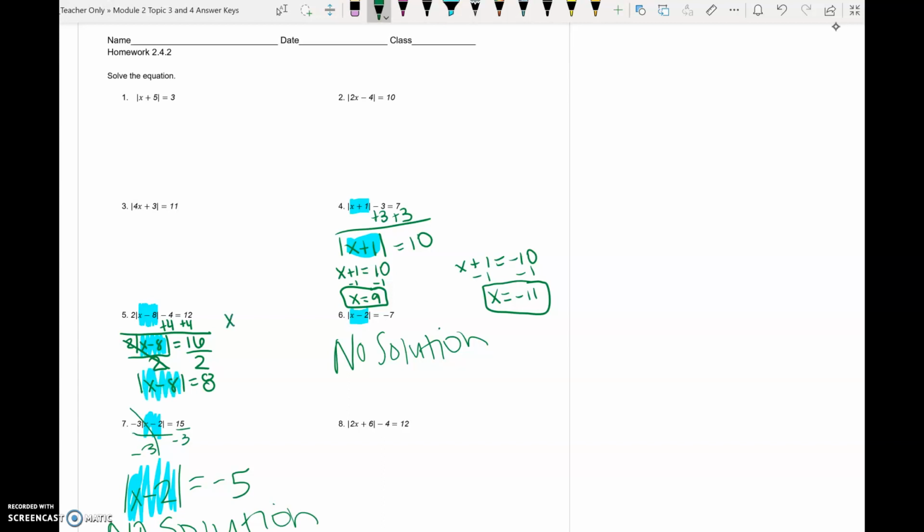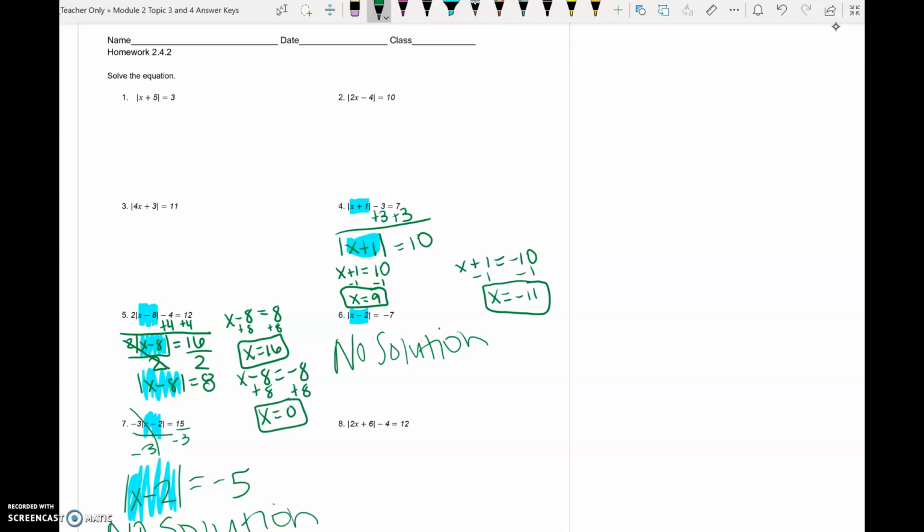Now I can split it up. I can set it equal to positive 8 and to negative 8. So I'm going to add 8 to both sides and get x is 16. Add 8 to both sides and get x is 0.